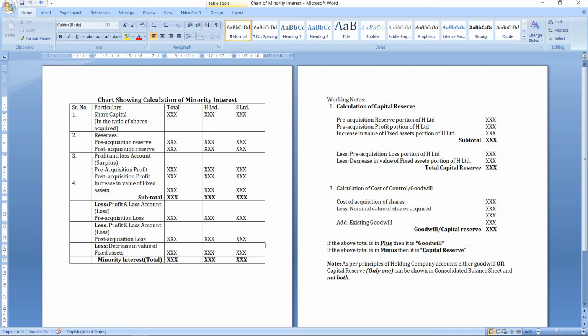Now how to understand whether it is goodwill or capital reserve? If the total in the above entry is plus, then you will get goodwill. If you get the answer in minus, then it is capital reserve. You will understand this better when we start solving problems. As of now, you should remember this chart and these calculations. You will understand this better when we solve problems.